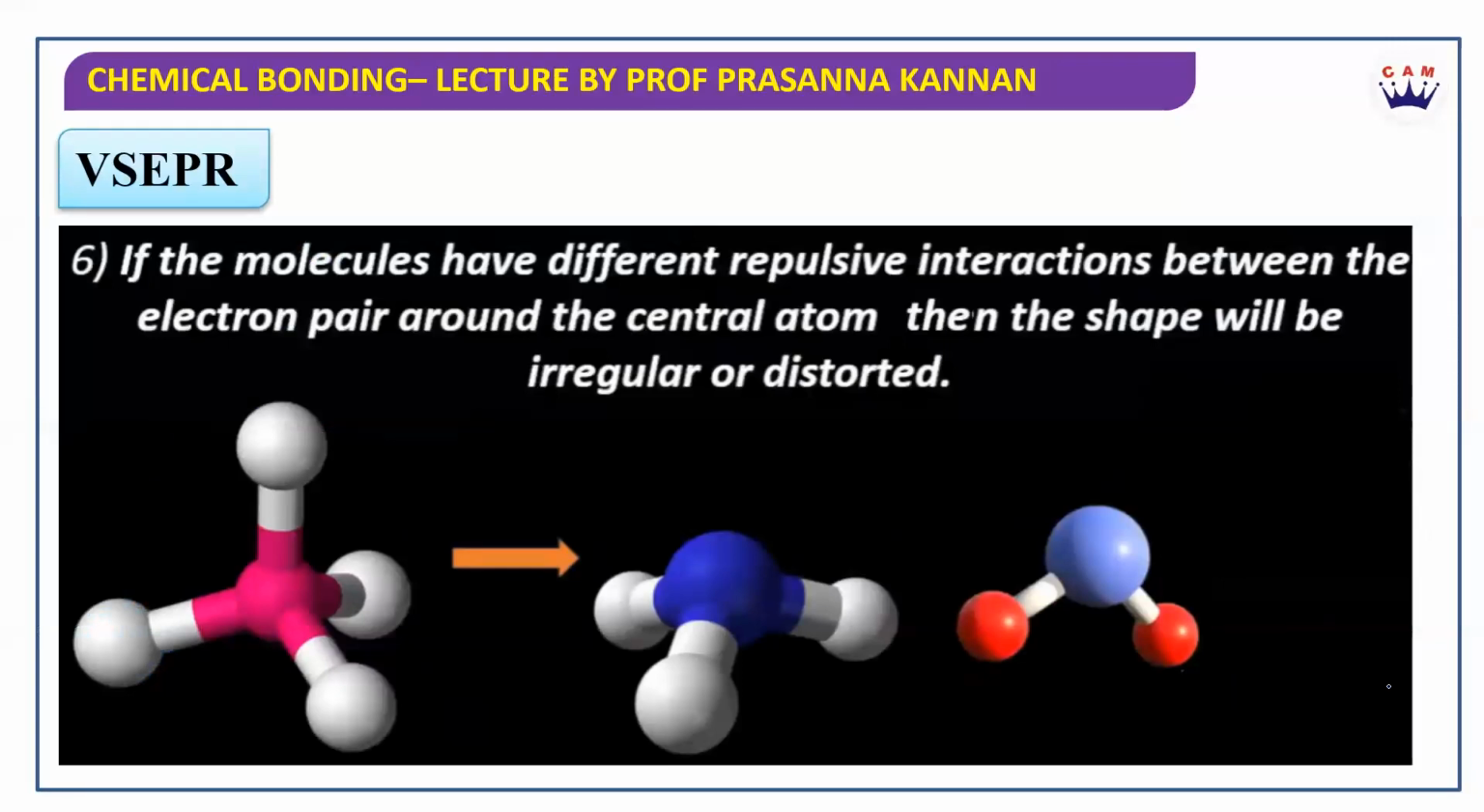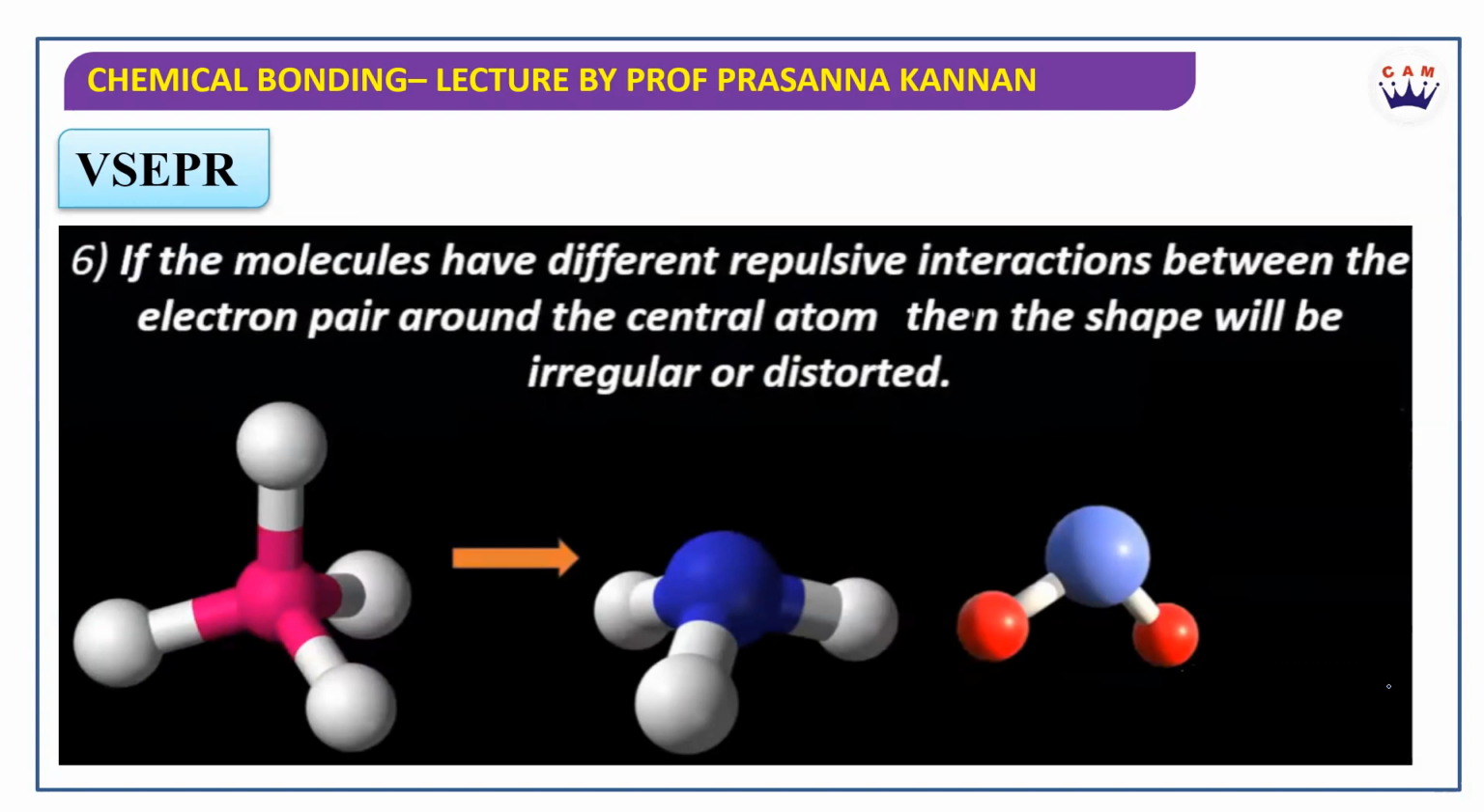Next one. If the molecules have different repulsive interactions between the electron pairs around the central atom, then the shape will be irregular or distorted. So in the first case, it could represent methane or carbon tetrachloride, etc. It's a tetrahedron. What could this one be? Any guess? We just saw ammonia. Yes. So why is it distorted? In the sense, why is it not the regular expected shape, although it is sp3 hybridization?